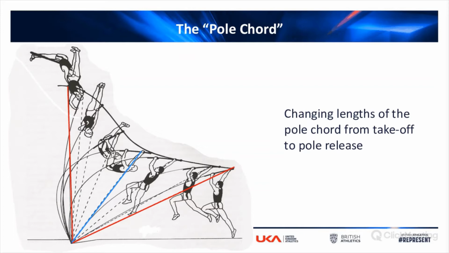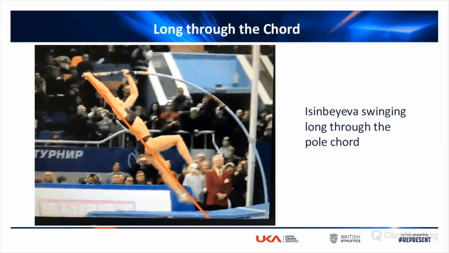It shortens, and because of that shortening of the pole, that helps the higher grips roll forwards and roll through the vertical. So we want that. We want to kick through the chord of the pole and get that pole to shorten up until maximum pole bend as much as we can.